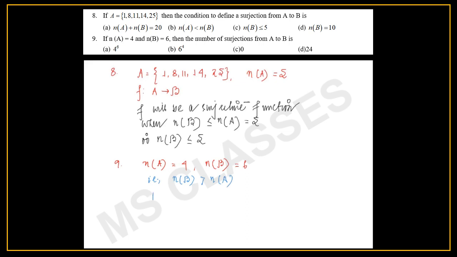So we can say the number of surjections possible from A to B is equal to 0. So it is a very simple concept. Since the cardinal number of B is greater than the cardinal number of A, the number of surjective functions should be 0.